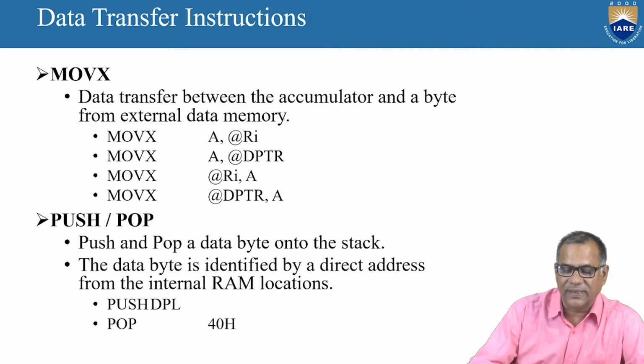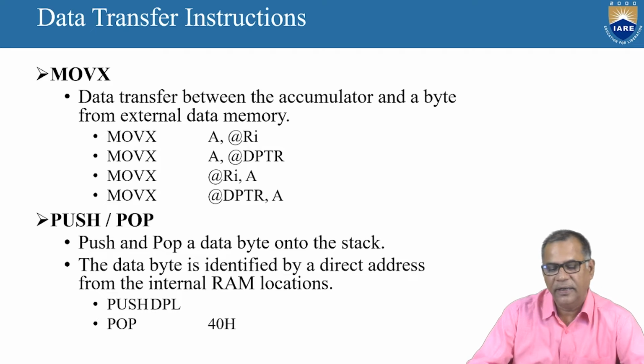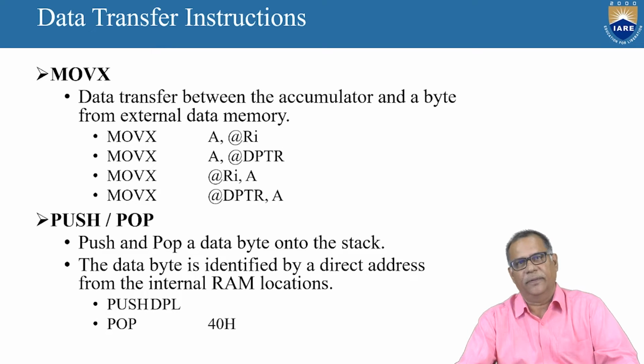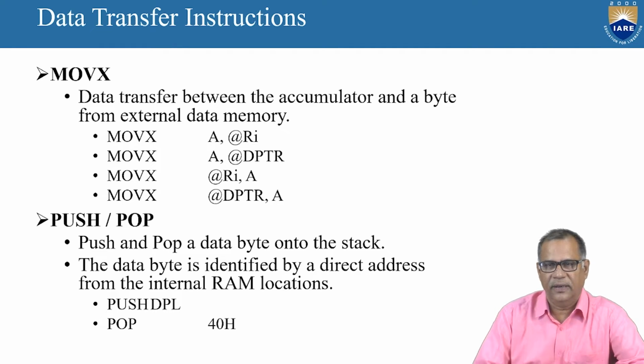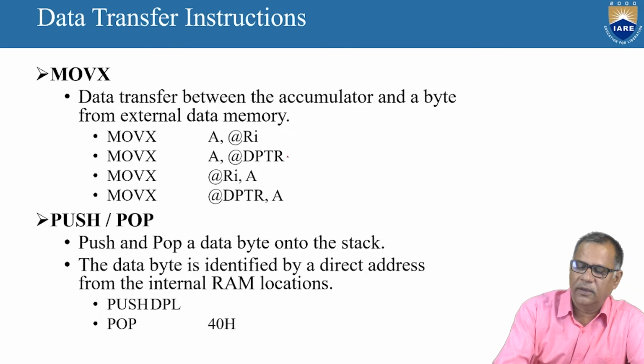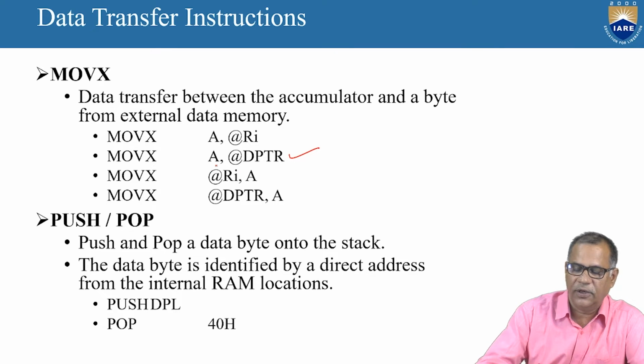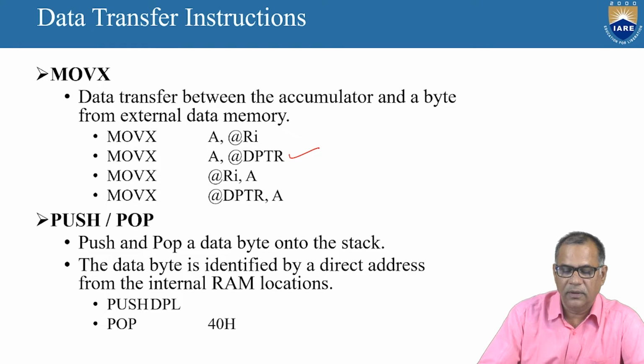Next, MOVX. MOVX is used for data transfer between the accumulator and a byte from external data memory. So X is external data memory. MOVX A, @DPTR. Here the data memory is outside, so the contents of the memory location which is given by the DPTR is transferred to the accumulator. Like that, this data is moved or managed.